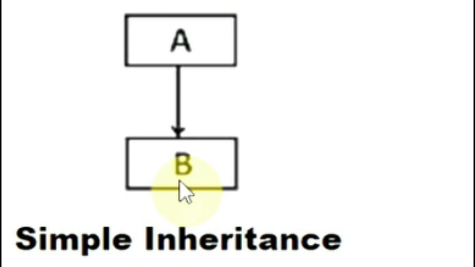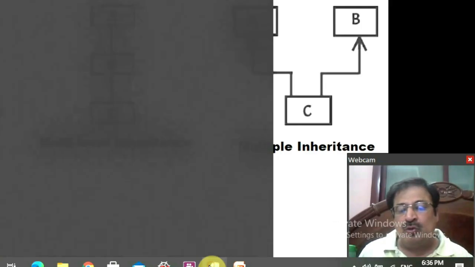Because class B is inheriting class A, not only can the object of class B access the attributes and functions of class B, it can also access the attributes and functions of class A too. Now this is the power of inheritance. We'll understand the concept through programs.